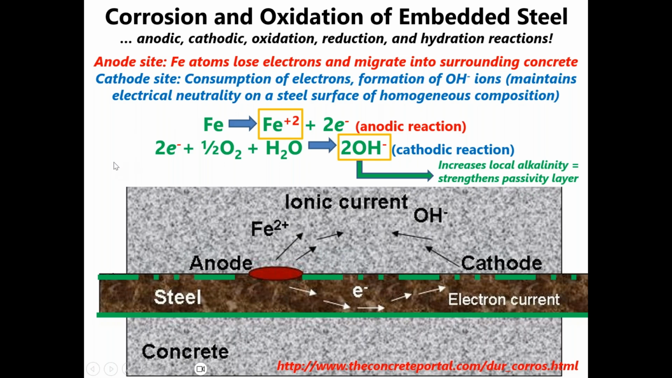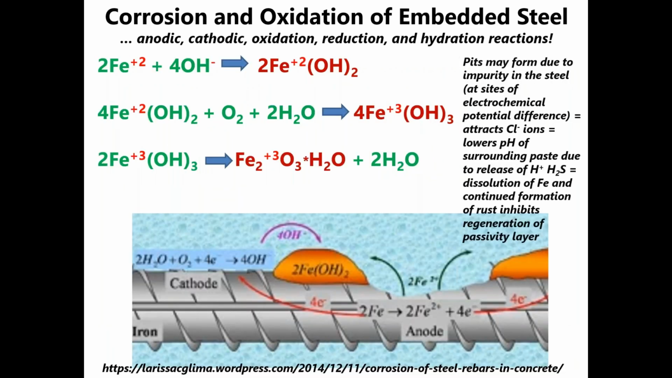And maintains the passivity layer. But the key here is that, in a perfect world, that will happen if the steel is homogeneous in composition. But again, it's a man-made alloy. There are imperfections in the steel, in the surface, and the chemistry of it, and that causes problems as well.